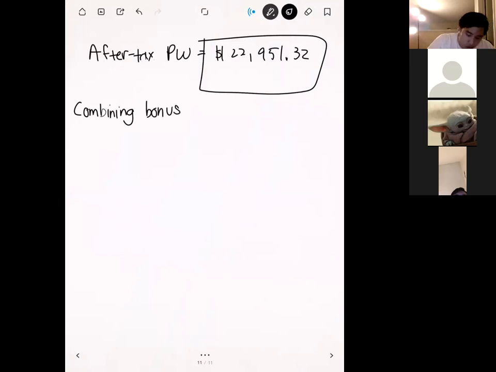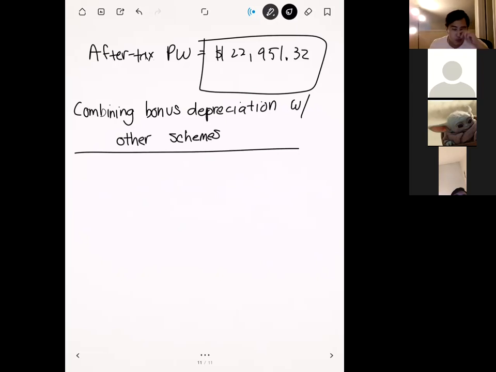All right. And so, a lot of times what companies will want to do is they want to combine bonus depreciation with some of the other methods. Because if 100% bonus depreciation is not available, then what they can do is they can put however much bonus depreciation as they can, and then depreciate the rest of whatever is remaining using a different scheme. And so let me do just a very quick example, just because we're almost out of time, but I want to make sure that you can at least get started on the homework, right?